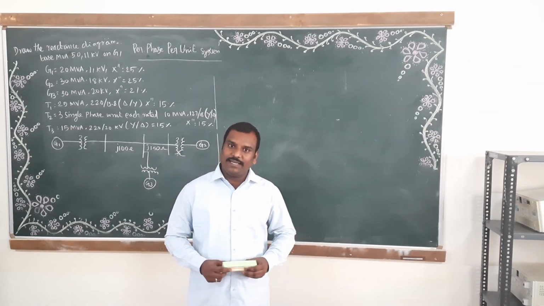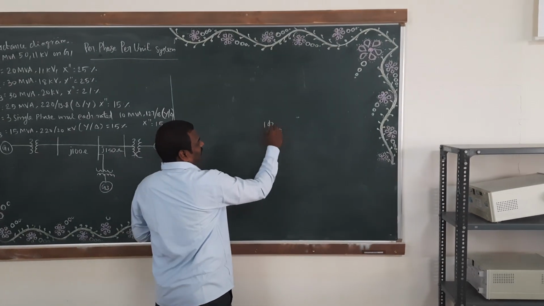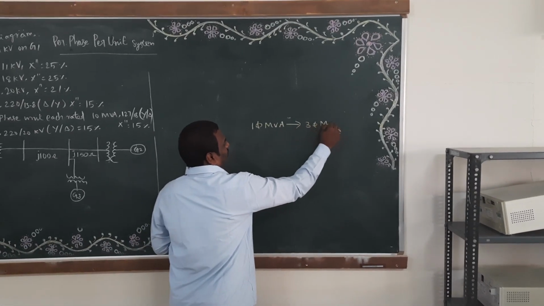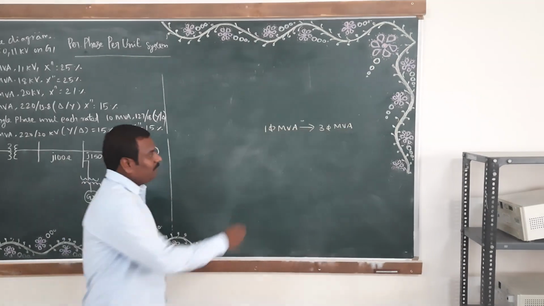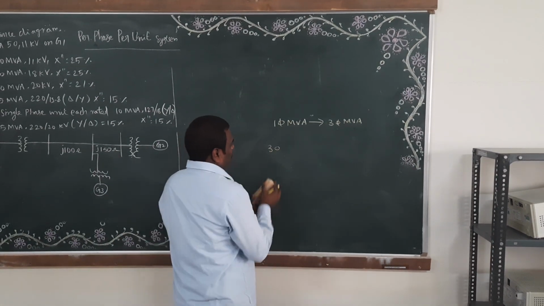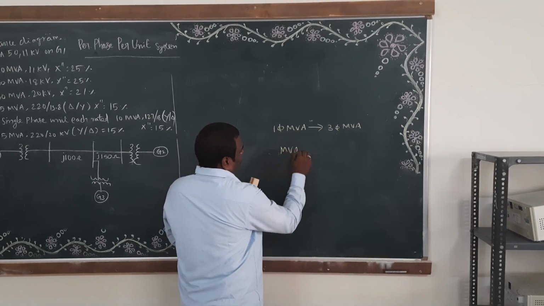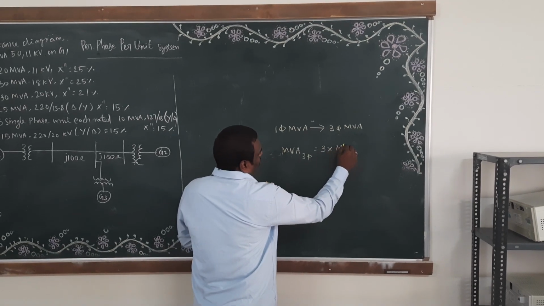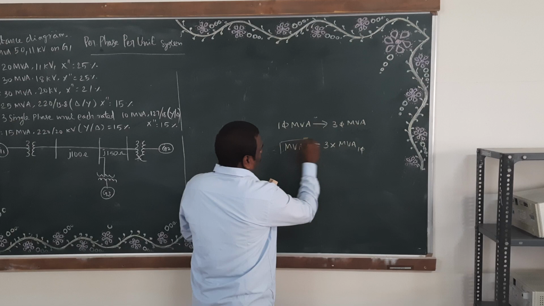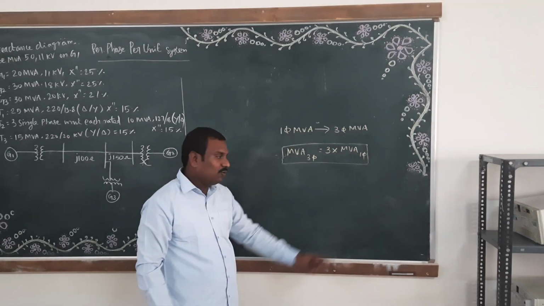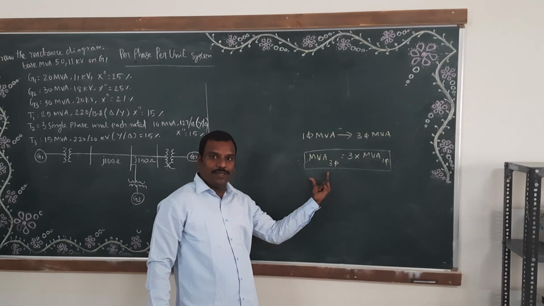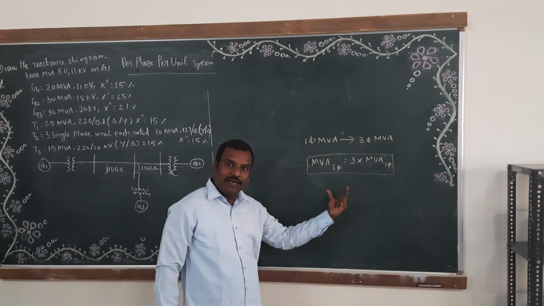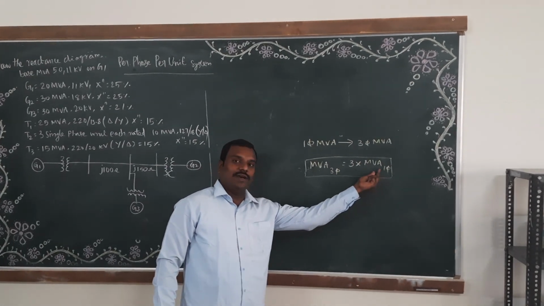Okay. So the first trick is they will give single phase MVA. You have to convert it into three-phase MVA. How to convert? If you want to calculate three-phase MVA from single phase, you just multiply 3 into MVA single phase. So if the single phase MVA is given, just multiply with 3 and you can get the three-phase MVA. Okay. So this is the first concept, because when they are giving the data, they will confuse you by giving the single phase values.